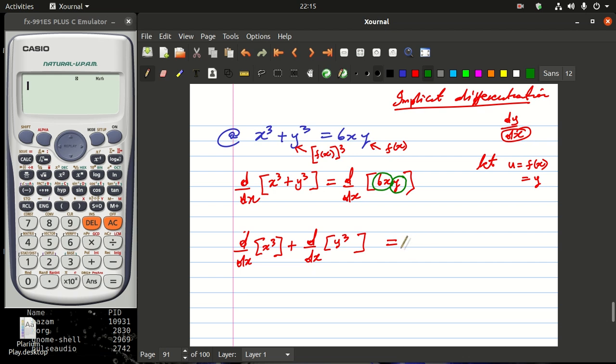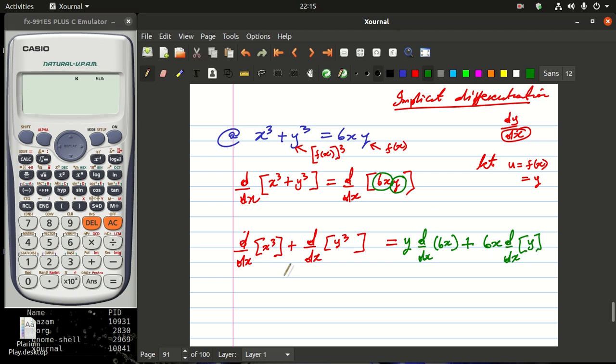The product rule is saying that you keep the second, and then take the derivative with respect to x of the first, which is 6x, and then you add, and then you keep the first, which is 6x, and you take the derivative with respect to x of the second. So that is basically what is happening here.